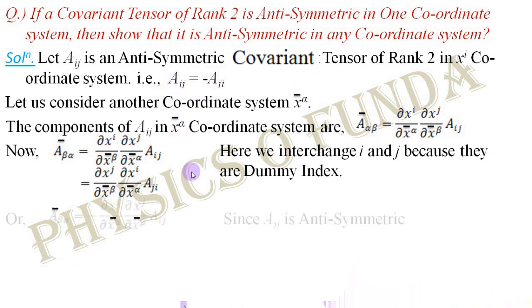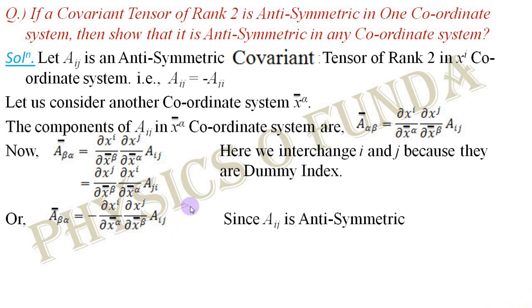If we consider this, we can write this line into this. Here Aji should be replaced by minus of Aij. Also differential terms are rearranged here. Now if we notice the right hand side, then what we get?